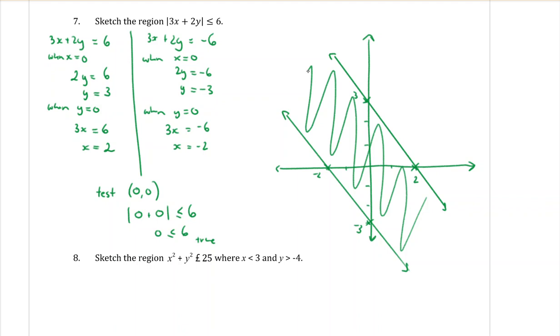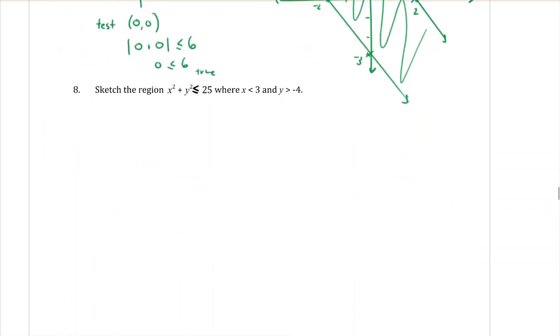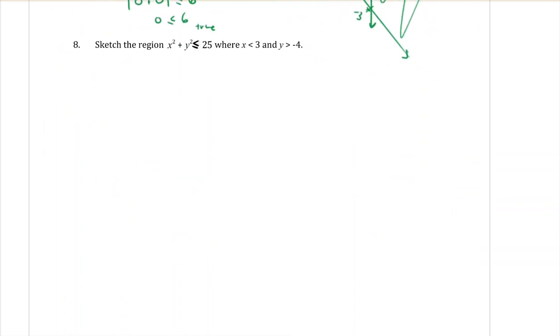All right, one more. And I've got to fix my sign again. So that should be a less than or equal to 25. So sketch the region of x squared plus y squared equals 25. But I also have to put on there that x must be less than 3 and y must be greater than minus 4. One bit at a time. Start with the circle. X squared plus y squared equals 25 would be a circle on the origin with a radius of 5.